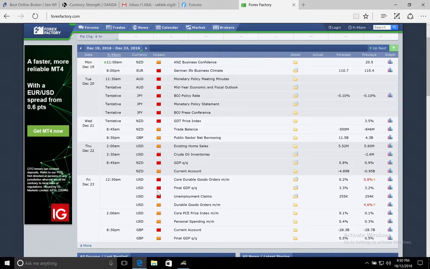What does it mean? If I want to enter any trade on Monday, when the Japanese market or the Tokyo market opens, then I need to make sure I close that position on Wednesday, because there are three different reports coming from Japan: the policy rate, the monetary policy statement, and the press conference from the BOJ. So definitely I don't want to trade around that time.